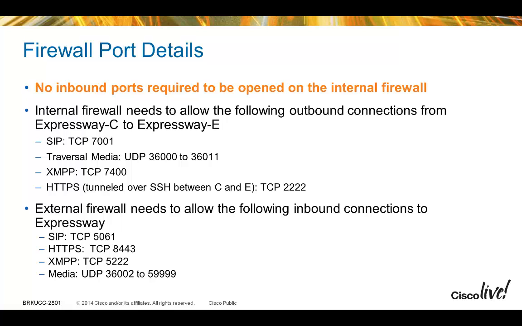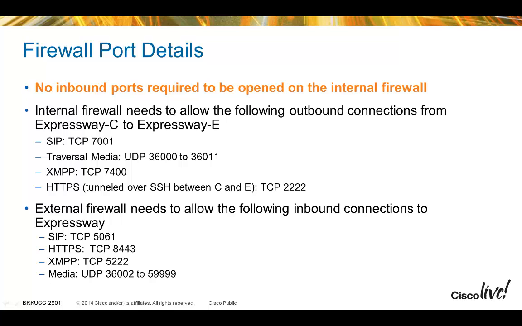So firewall port details, great place to start. We've already mentioned no inbound ports need to be open on that internal firewall. The connections from the C to the E are going to be SIP connections, a bunch of media, right? Actually, it'll only be the 36,000 to 36,011. That's only for the large OVA. In the medium and small case, we're only using 2 ports. But I put the worst case up here just because it's always good to go to the firewall guys with the worst case and then not use those ports rather than come back again and ask them for more later.